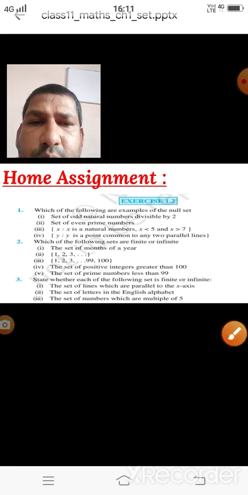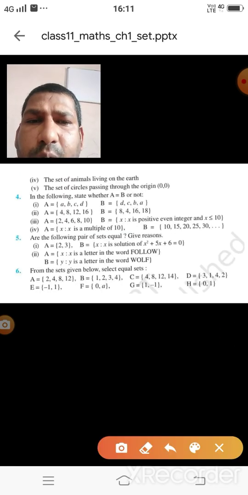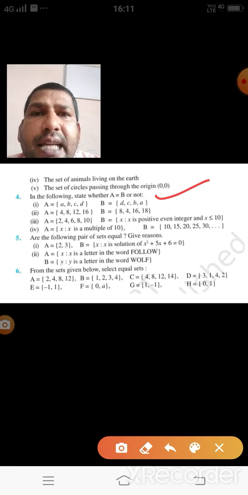Then 3 questions from exercise 1.2, and here I have the fourth question. In this question you have to identify whether A and B are equal or not. What we know for equal sets: if the number of elements is the same then yes, it is equal, and if the number of elements is not the same then it is not an equal set. And if the question is for equivalent sets, then you have to go through the concept of number of elements. If you are getting the same number of elements, it means that yes, the given two sets are equivalent sets.